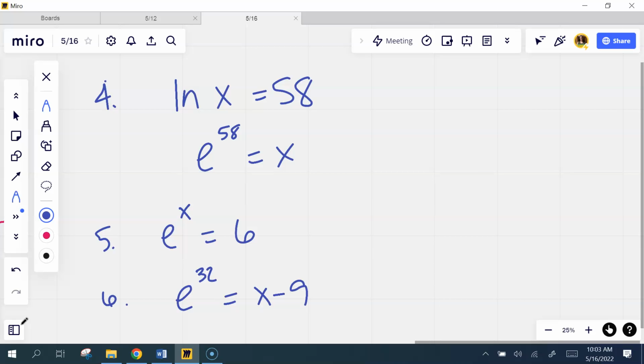Everybody good there? Don't need to spend any more time on that. Again, this is the same thing you've been doing. It's just with an e and with a natural log. Maybe we should have done the other lesson today too. This is so easy.